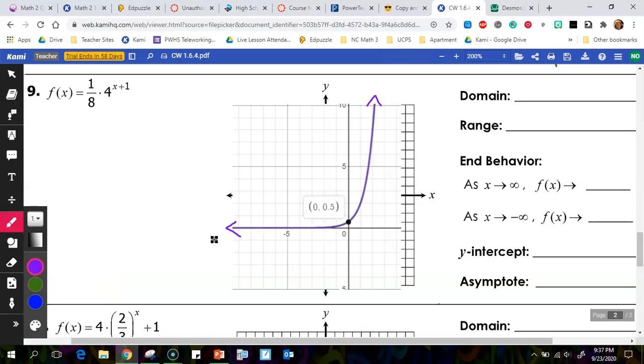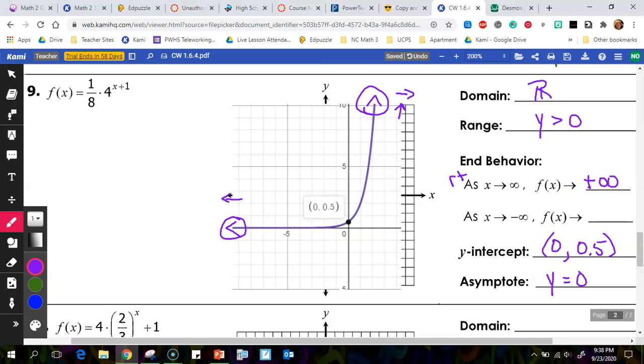Okay. Asymptote, this time it's at 0 because it's the x-axis. The range, y is greater than 0. The domain, and the y-intercept is 0, 0.5. On the right side, it doesn't look like it is, but it is moving right, and it is moving up, so this is positive infinity. And on this side, it is moving to the left, so that's negative infinity, but it's not moving down. So it's moving toward that 0. So put 0 right there.